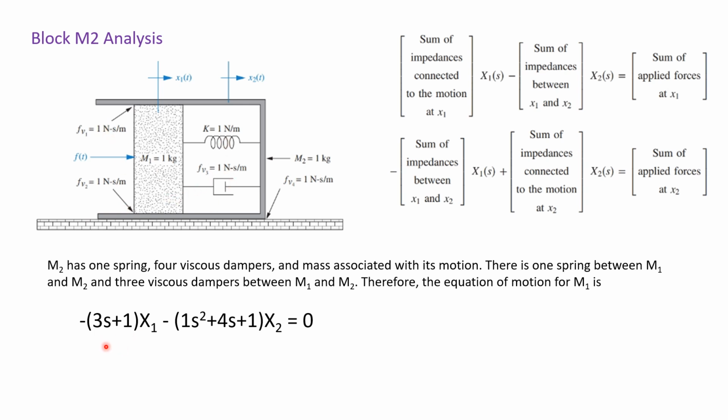So therefore, the equation of motion is going to be given by the following equation. And notice again, the first term is the same as the second term for the block M1 analysis. This one's different. So you're going to have its mass, 1 s squared, plus 4s because you've got four viscous dampers, plus 1, that's the spring, equals 0 because there's no external forces acting on block M2.